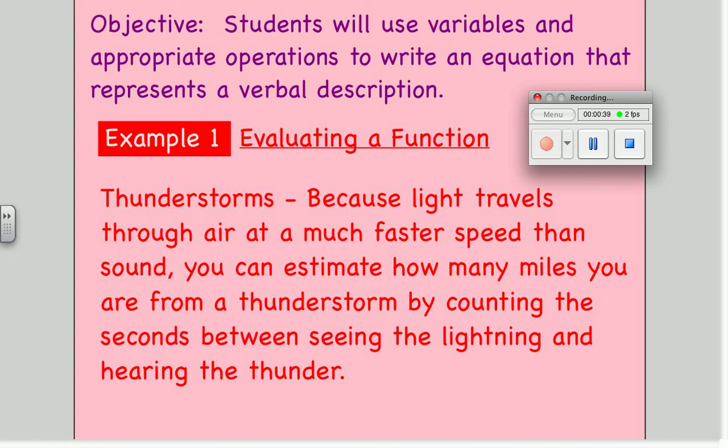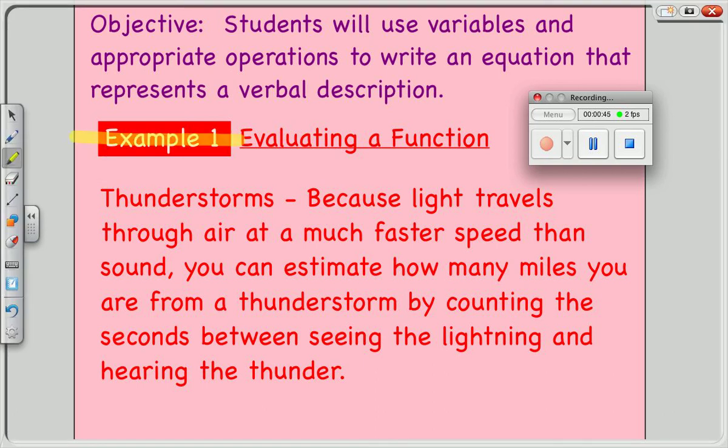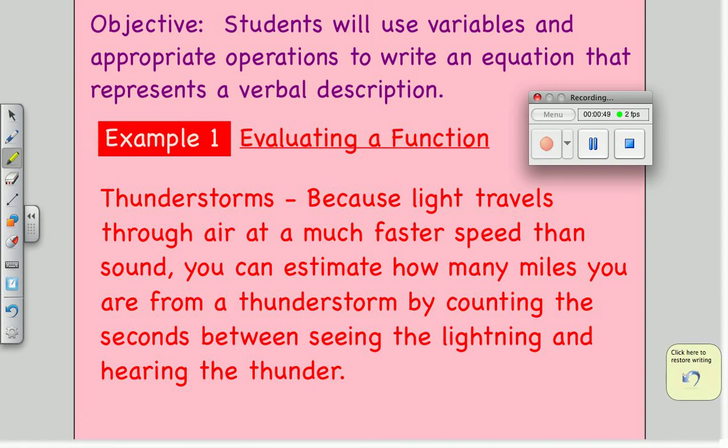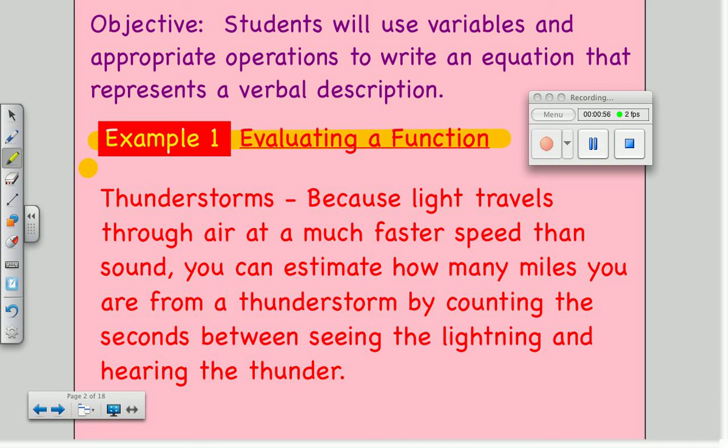Okay? So example 1, you're going to write evaluating a function. Don't write this information about thunderstorms. This is just what we went over earlier in class, but you don't need to write it, okay?